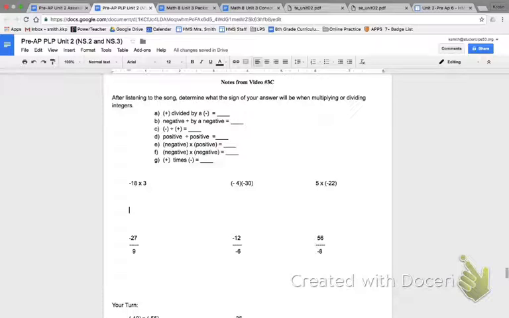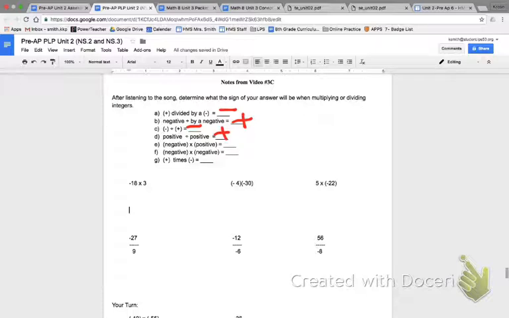Alright, for part A, a positive divided by a negative would be negative. Part B, a negative divided by a negative would be positive. For part C, a negative divided by a positive would be negative. Part D, a positive divided by a positive would be positive.